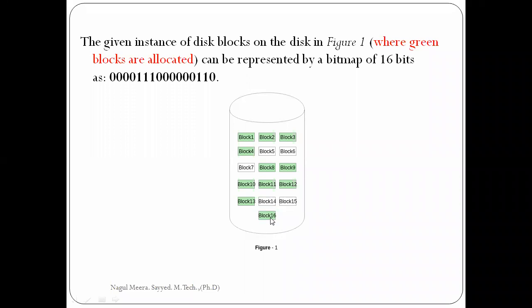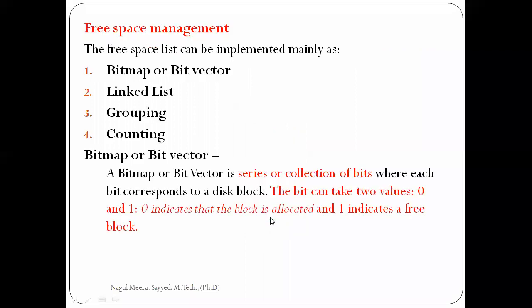In this way, the operating system can manage the free space using bitmap or bit vector. Bitmap is also called bit vector. This is the simplest and easiest notation to represent free space management. This is very easy.